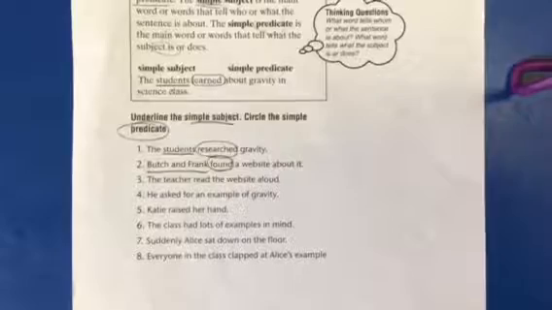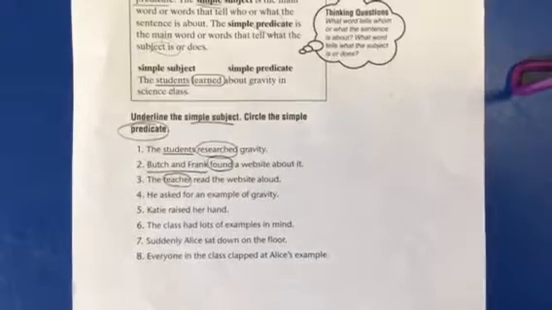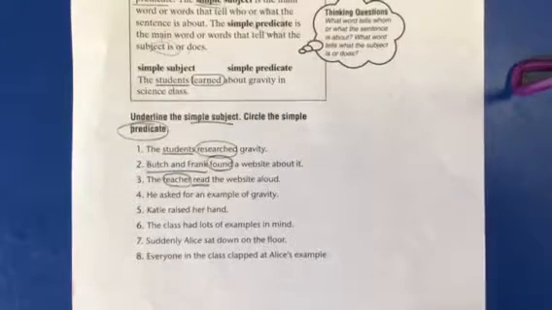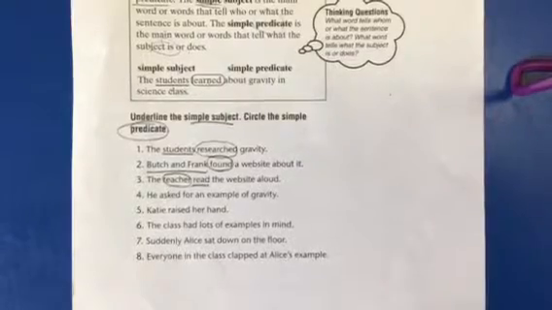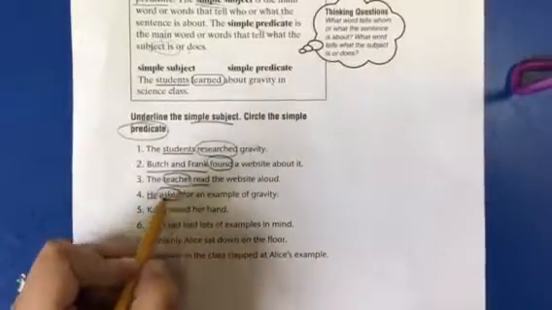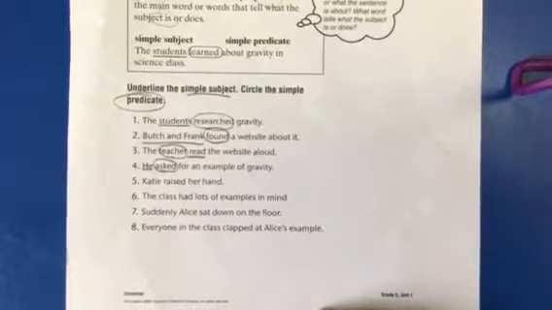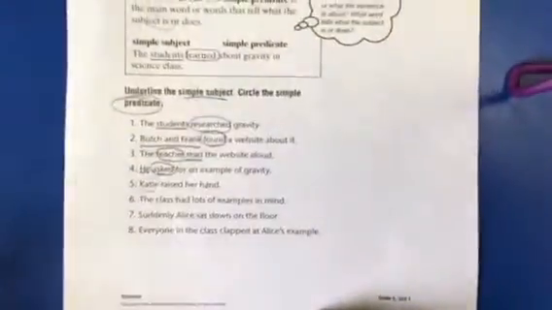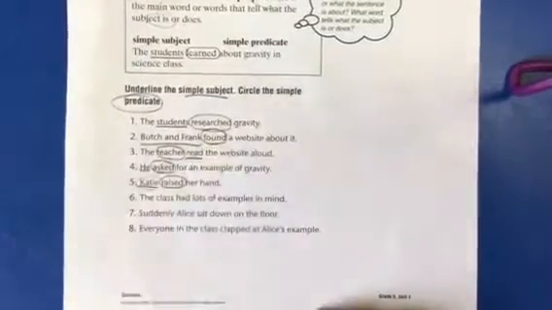The teacher read the website aloud. Who read the website aloud? The teacher. What did the teacher do? She read. He asked for an example about gravity. Who asked? He asked. What did he do? He asked. See if you can find a pattern in here too. Katie raised her hand. Who raised their hand? Katie. My bad, I did that wrong. Who raised their hand? Katie. What did Katie do? She raised.